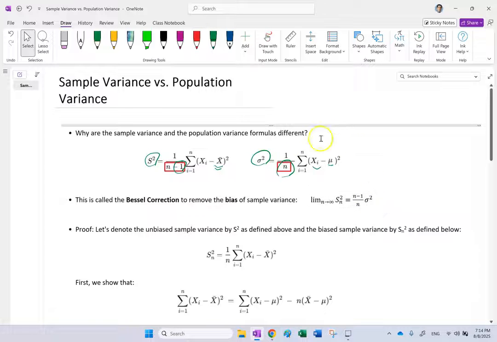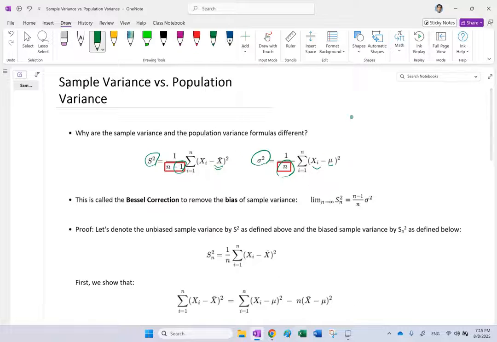So here I want to show you basically why this 1 is there. It's not just as simple as you think, hey, we just added a 1. Because you might ask, why don't you subtract 2 or 3 or add a 1 or 2? So this extra 1 that we subtract here is called the Bessel correction. And I'll tell you what the bias is. So it removes the bias of sample variance.